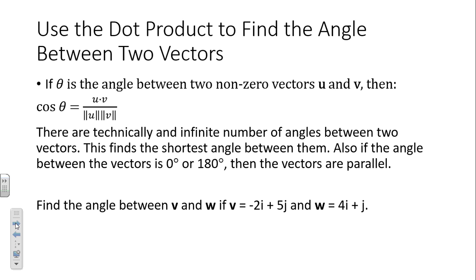So if we are finding the angle between two vectors, the cosine of that angle is the same thing as the dot product of those two vectors divided by the magnitude of the first times the magnitude of the second.